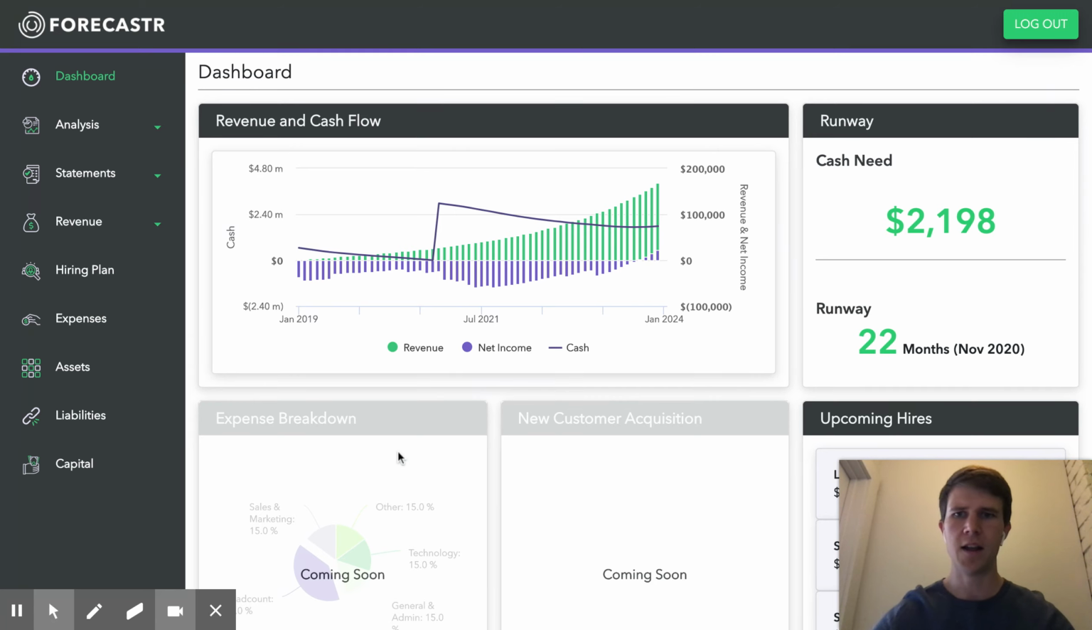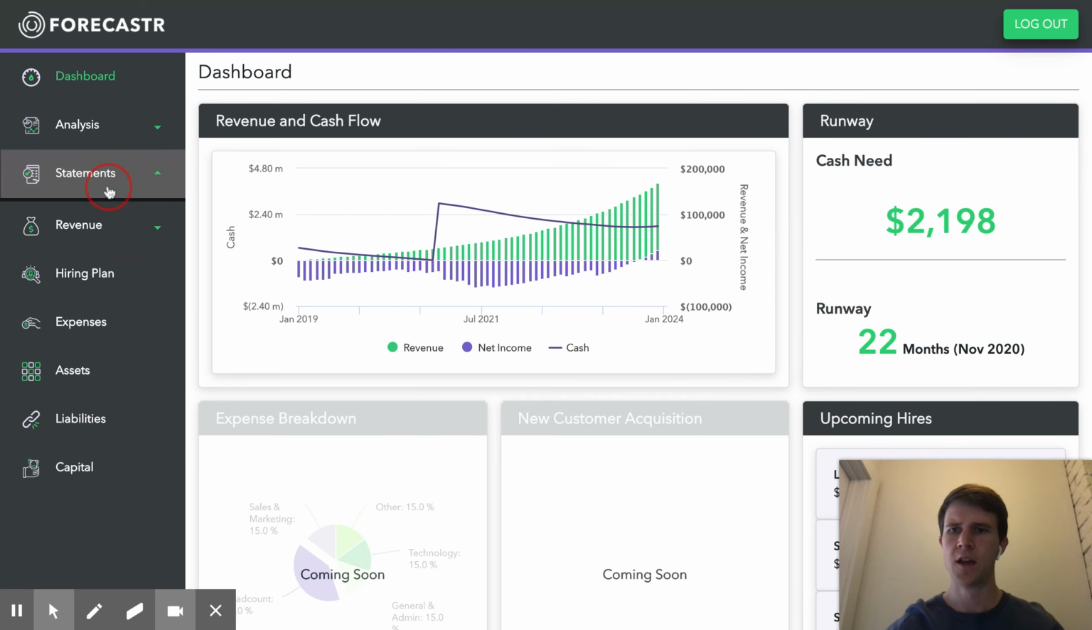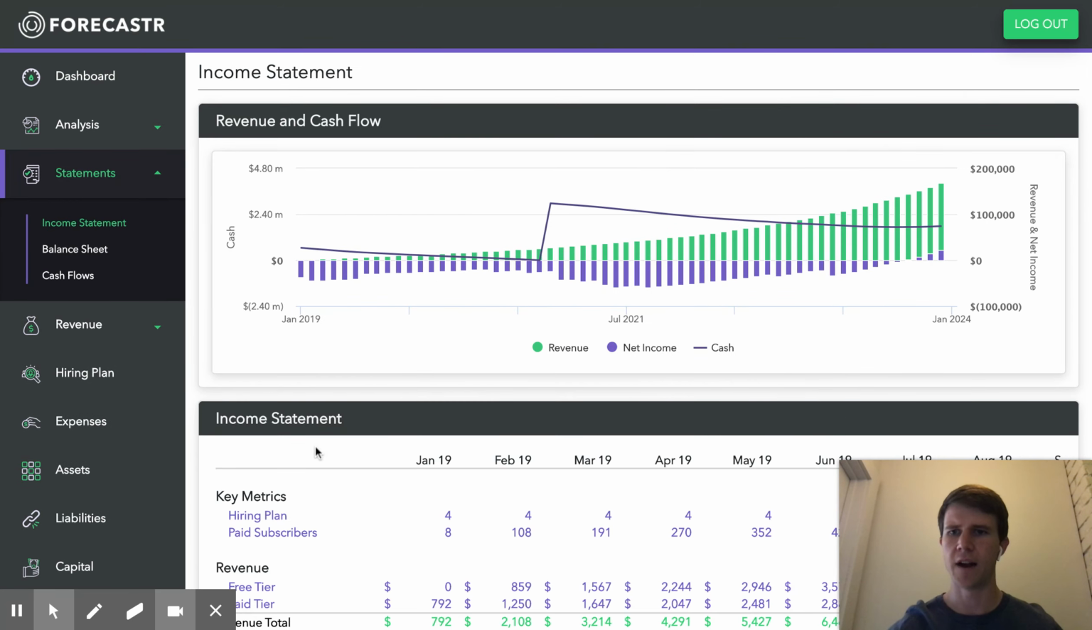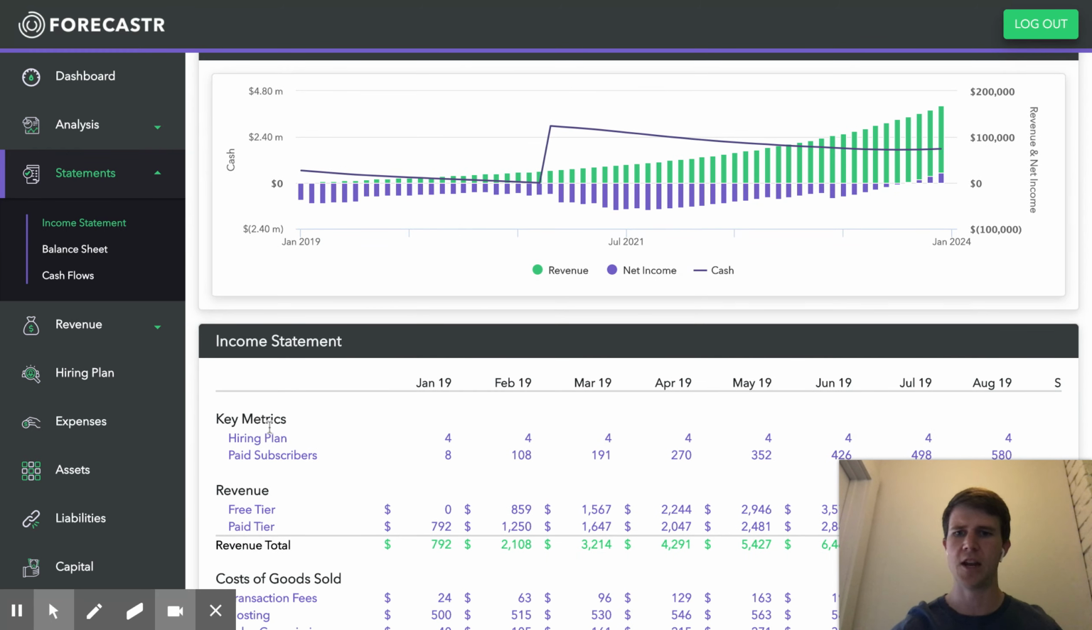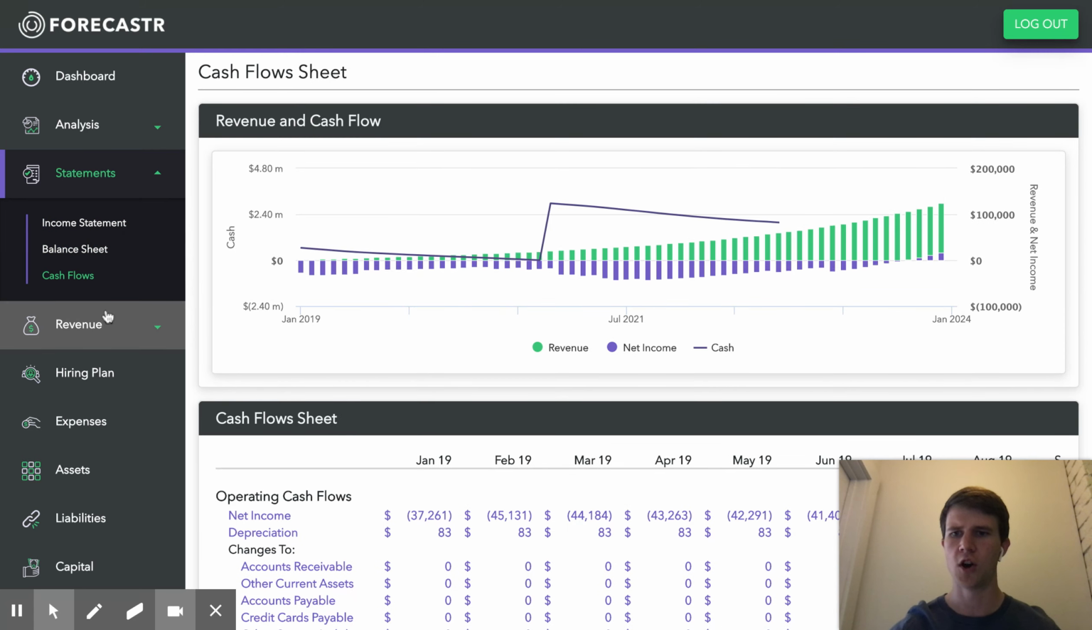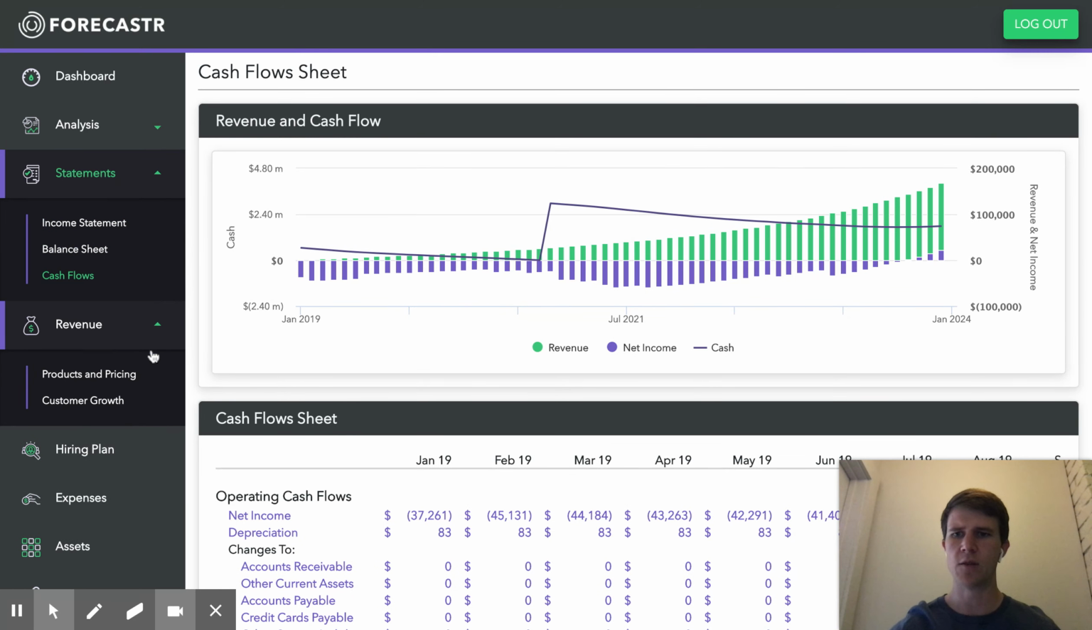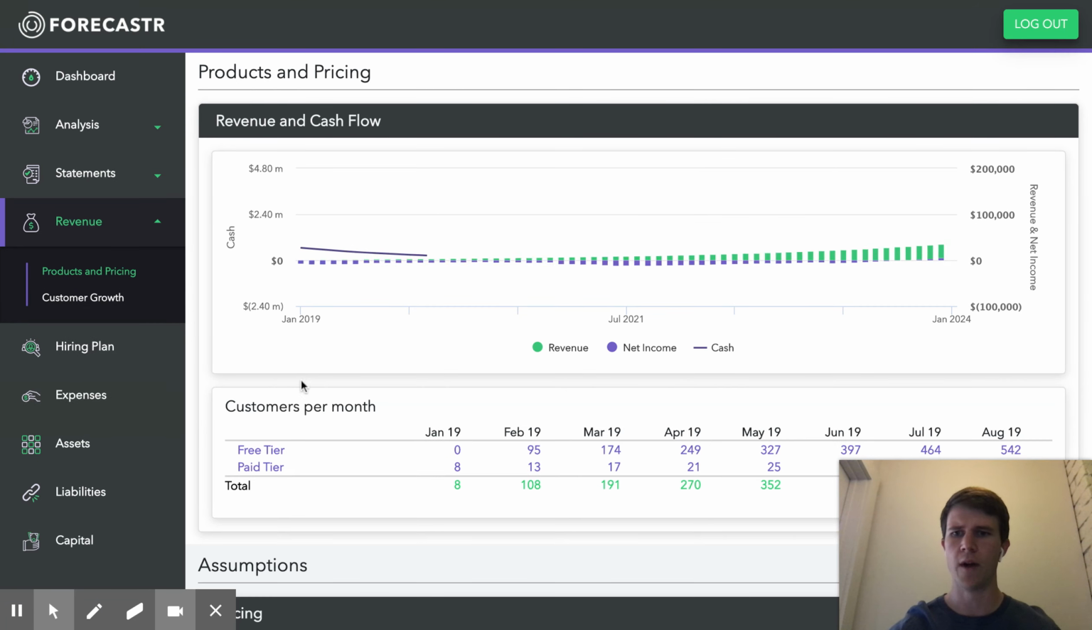So just to dive right in, this page that we're on right here is the dashboard page. You can see you've got some really high level metrics and graphs. We have a revenue cash flow graph that shows net income, revenue, and cash. You also have some things like runway and cash need, which is really interesting. You also have some of the usual suspects in terms of financial statements. So we have the income statement here with some key metrics at the top, balance sheet, statement of cash flows, all of that stuff. You can see that we can run some different scenarios and see exactly how it affects the graph up here with revenue.